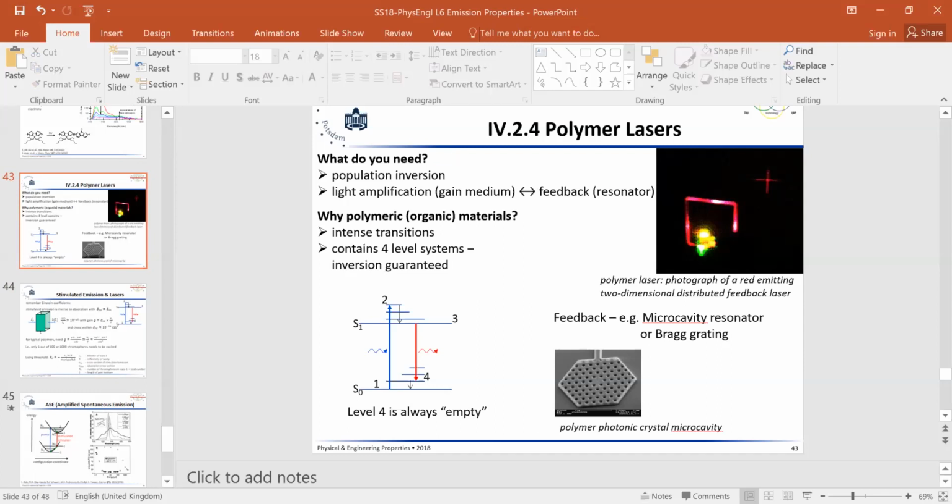So for a laser gain media, we need to meet the following conditions. First, the conjugated polymer has to have appropriate energy level systems. This is an example of an appropriate energy level system, which allows us to achieve particle number inversion between the ground state and the excited state.